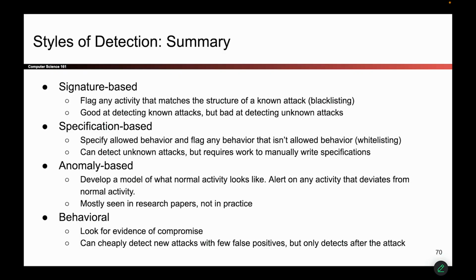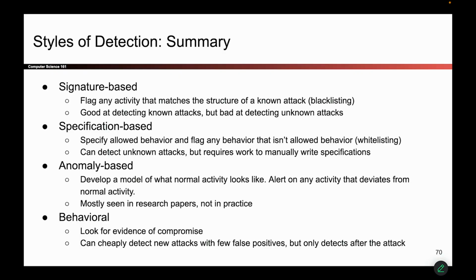Then we looked at 4 ways to detect attacks. Now we're not looking at where you put the detector, but how you detect the attacks. You can use signature-based detection: keep a list of what's not allowed, flag if it is on that list. Or you could use specification-based detection: keep a list of what is allowed, which you specify manually, and flag if it's not on that list.